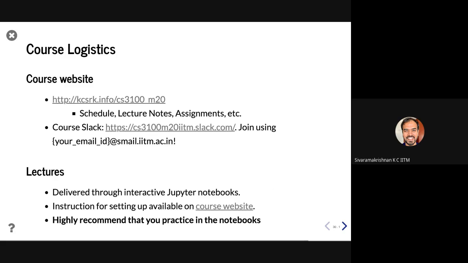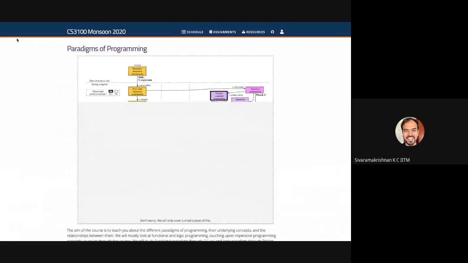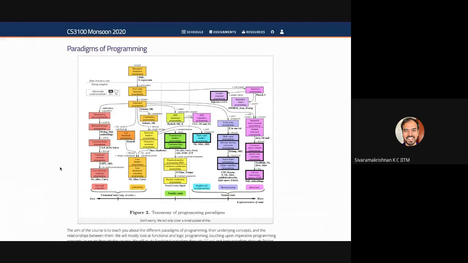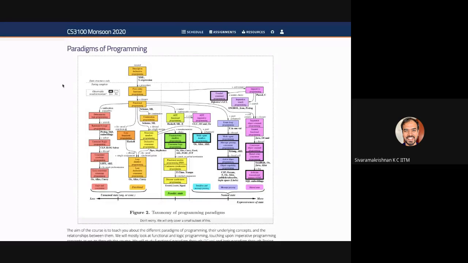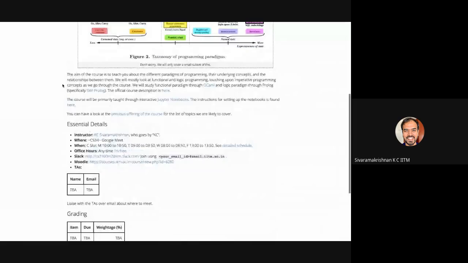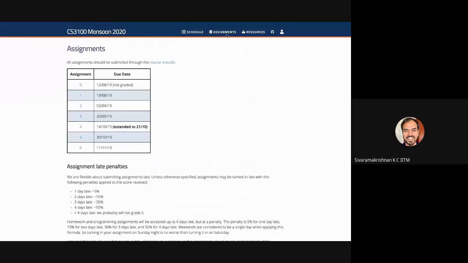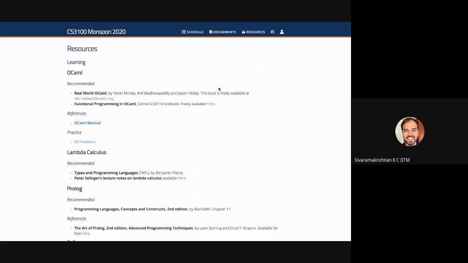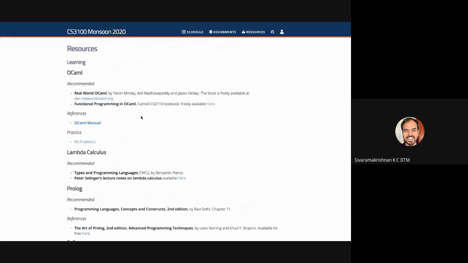So the course website is available. Let me see if I can click on it and it will open up. Yeah, okay, the course website is here. You can go and see the information. There is not much here yet. I'll start filling in the schedule and assignments. There are a lot of resources here, like recommended reading and so on.